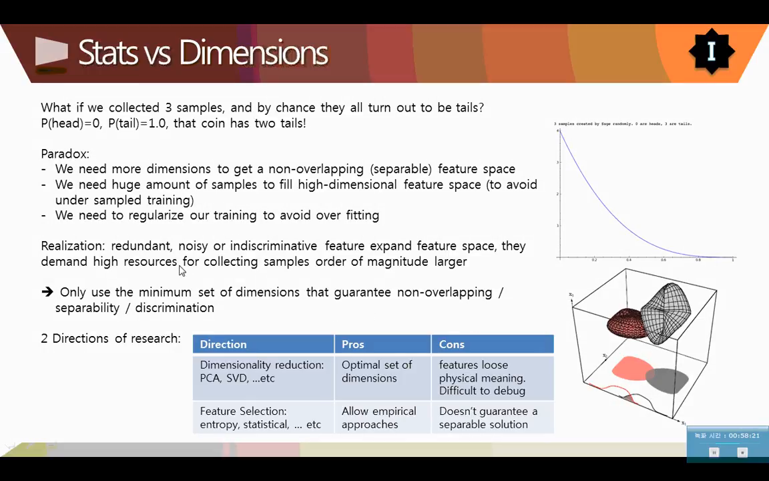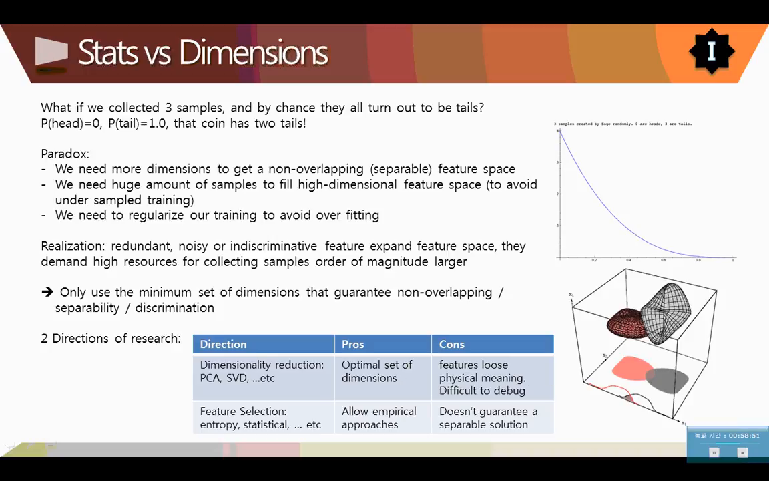The solution to this problem is usually to select the minimum number of dimensions or features that can guarantee non-overlap. How can we achieve this? There are 2 directions in research. One of them is called dimensionality reduction, like the PCA and SVD we studied in this course. It can find the optimal solution because we can find the dimensions that are associated with the maximum eigenvalues. So it is guaranteed it will find the optimal solution. But the problem is it will lose its physical meaning.